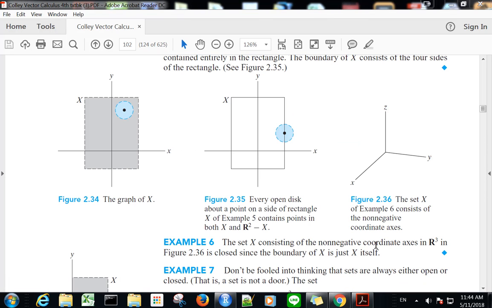Okay, here's another example. The set X in R3 consisting of the non-negative coordinate axes is closed. So what do they mean by, which set are we talking about? The non-negative coordinate axes. So this is the positive X coordinate axis, this is the positive Y coordinate axis, this is the positive Z coordinate axis. So that's a set of points, all the points that we just pointed to. So they're claiming that that is closed.